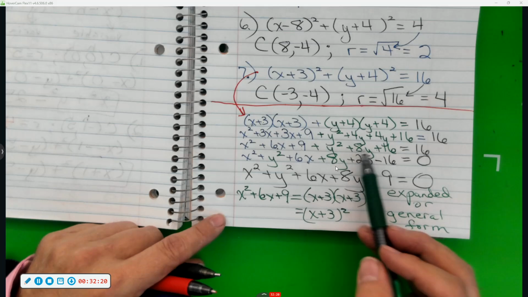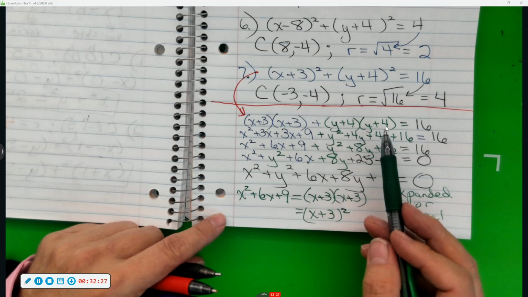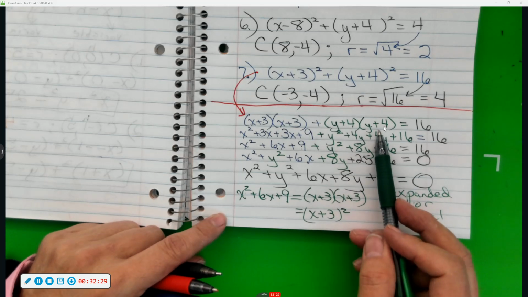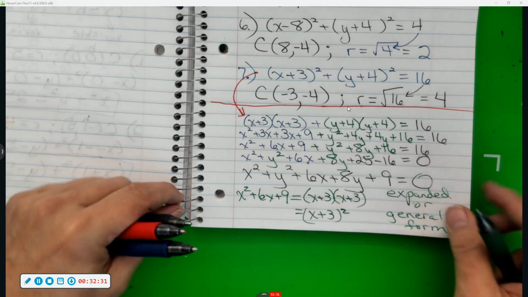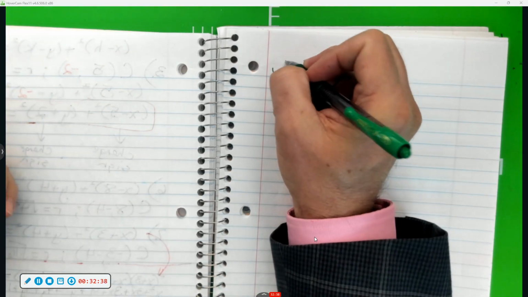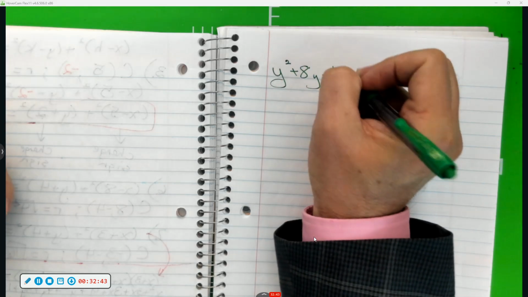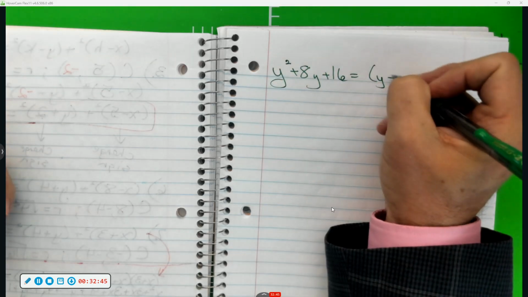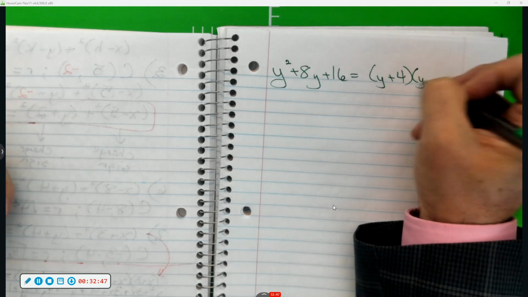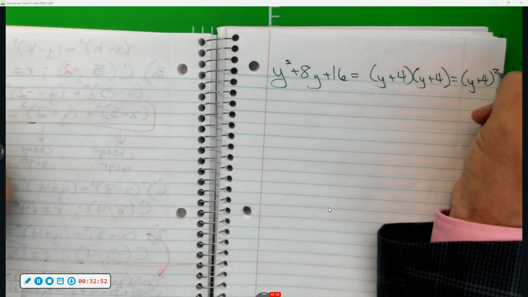Y squared plus 8y plus 16. That's a perfect square trinomial. It factored as y plus 4 times itself, y plus 4, which is y plus 4 squared. Let me write that down. Y squared plus 8y plus 16 factored as y plus 4 times y plus 4, which was y plus 4 quantity squared.